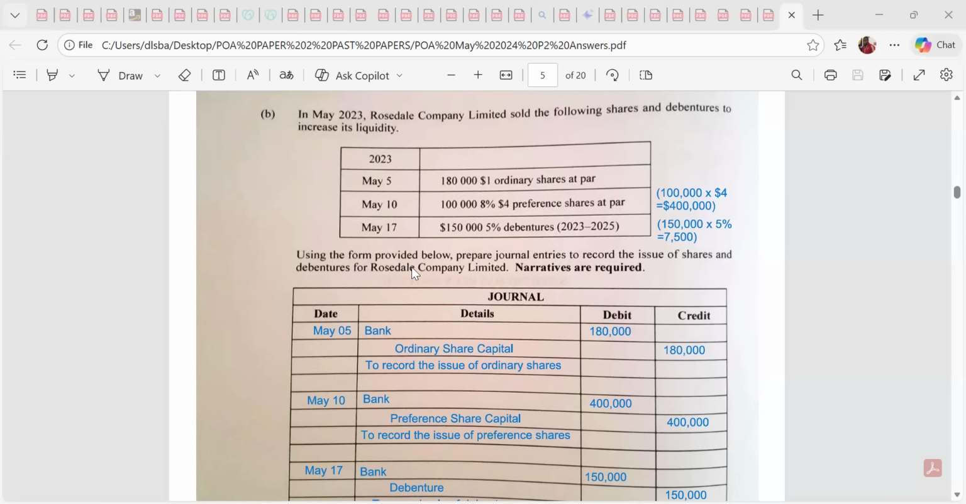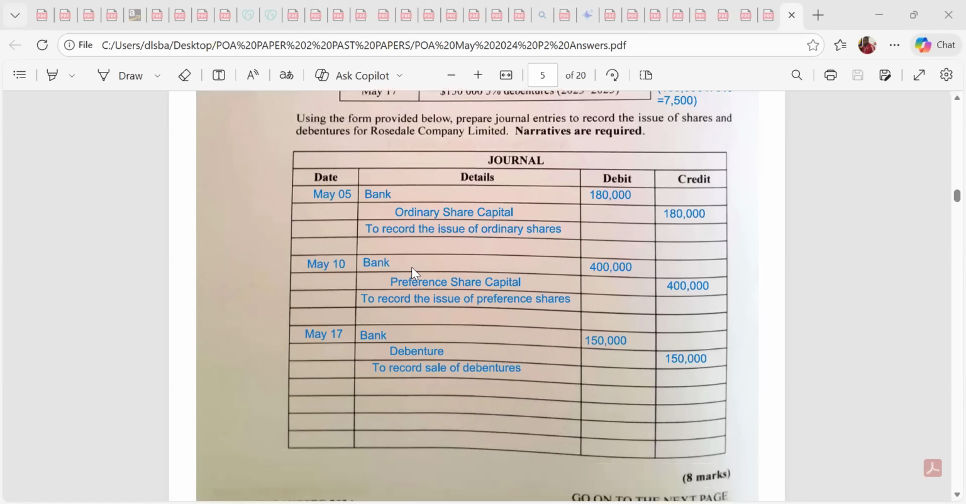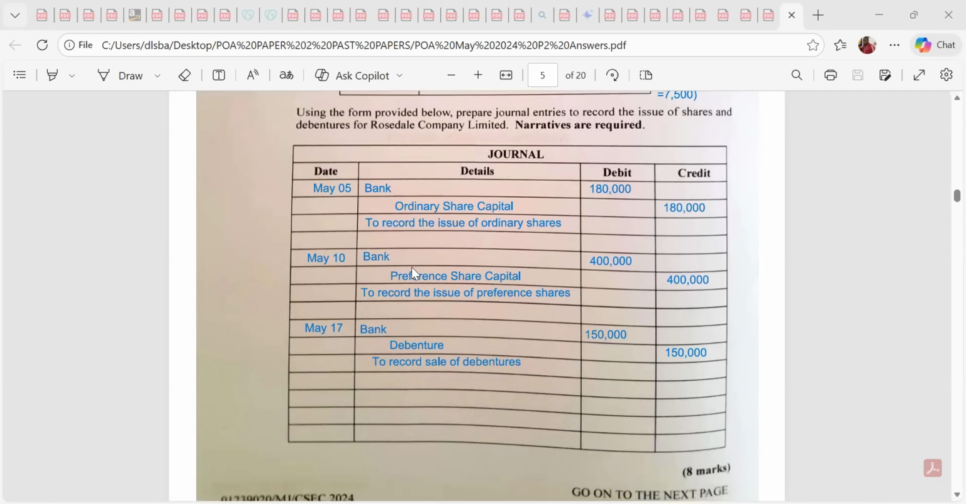They said narrations are required, so we put a small description of what the transaction was at the end of it, to record the issue of ordinary shares. Then we repeat the process with the preference shares. You debit your bank 100,000, credit your preference share capital to record the issue of preference shares. Then we have the debentures. Debenture is a liability. When liabilities increase, you credit. So it's basically the same thing again. You're going to debit your bank, credit debentures. Put your narration to record the sale of debentures. And that is 8 marks right there. Easy. Food. In my humble opinion.